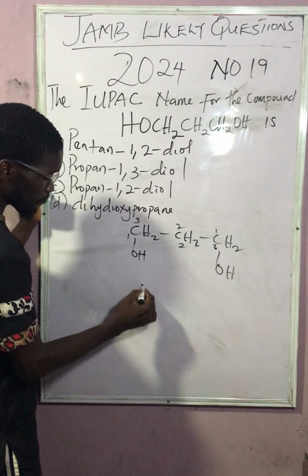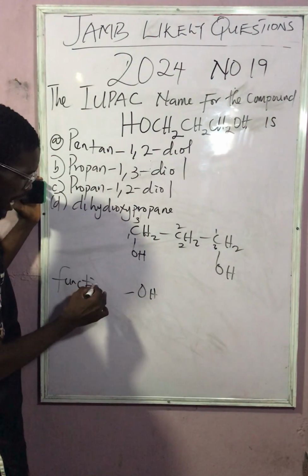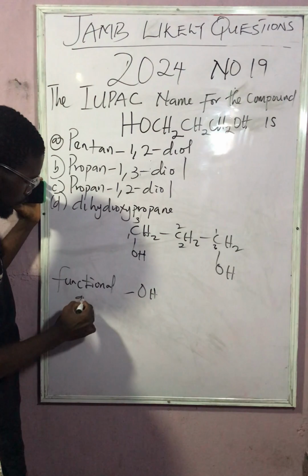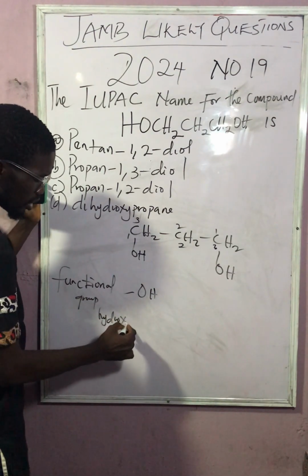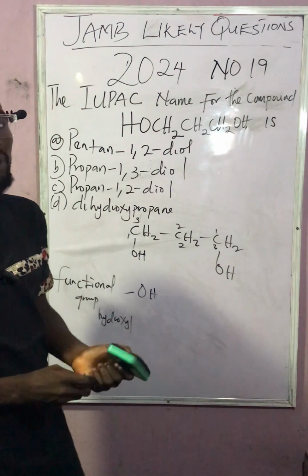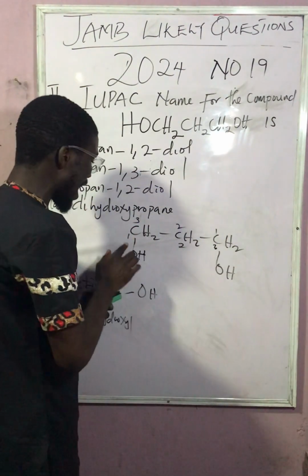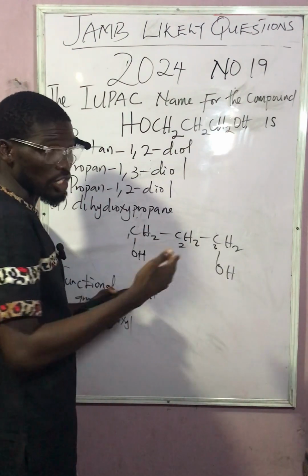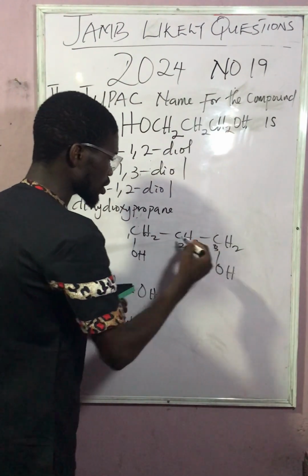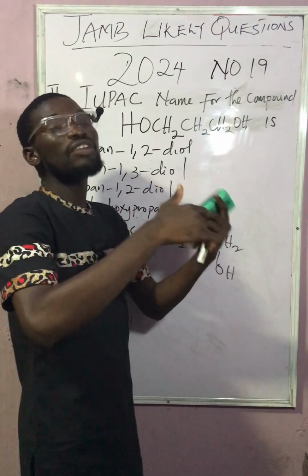This OH here is a functional group, which is called what? Hydroxy. So now, how do we name this compound? Let's consider from both sides. We have one here, we have two here. Since we have the same number attached to it, the first thing you need to consider is the numbering. Then we now consider the longest continuous carbon chain.